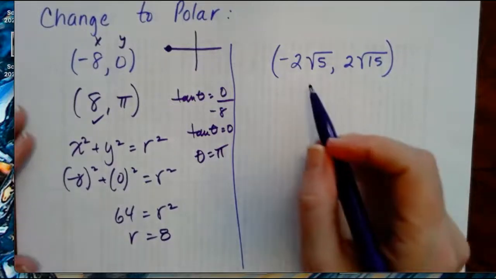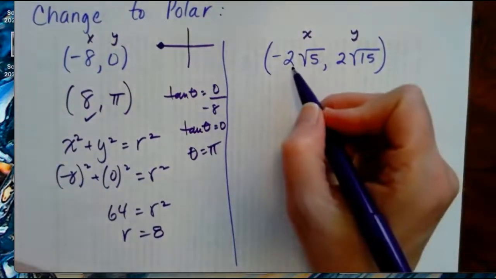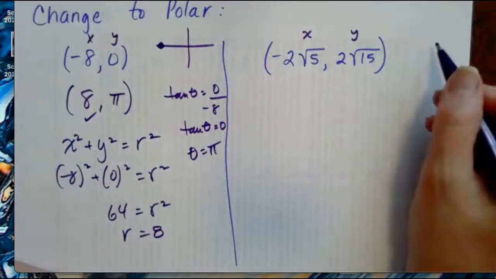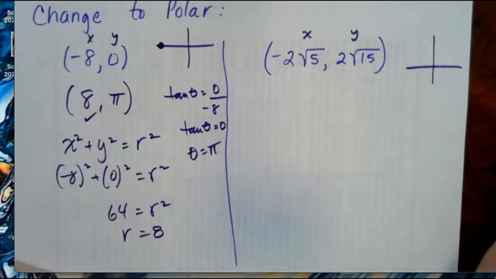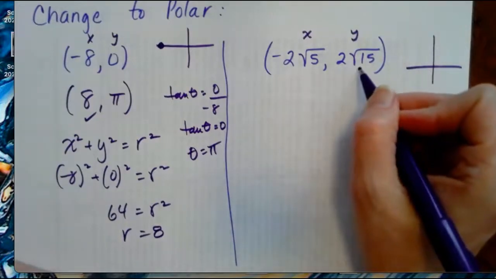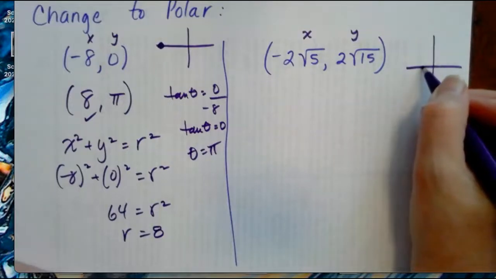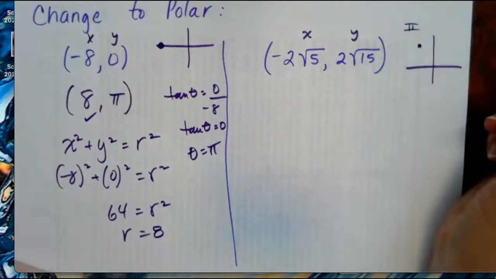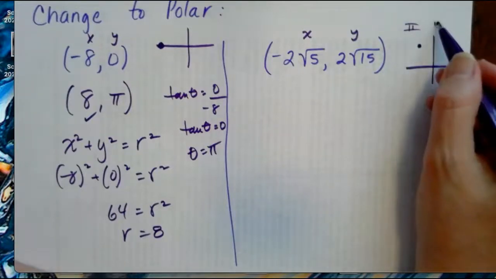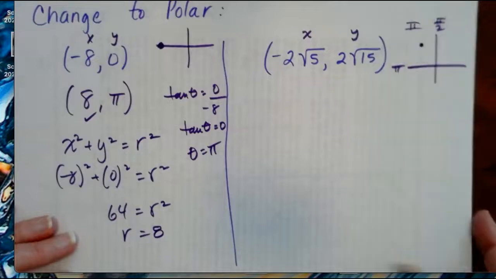Next, we've got another rectangular. Remember, this is x, this is y. So we are negative 2 root 5, positive 2 root 15. So again, I don't know exactly where these are. Obviously, you could find the decimal approximations, but clearly y is a bigger number than x. So we are looking at about back 2 root 5, up 2 root 15, about right there. That, of course, is in quadrant 2, which means our theta is going to be between pi over 2 and pi. Anticipate what your answer should be before you do any problem.